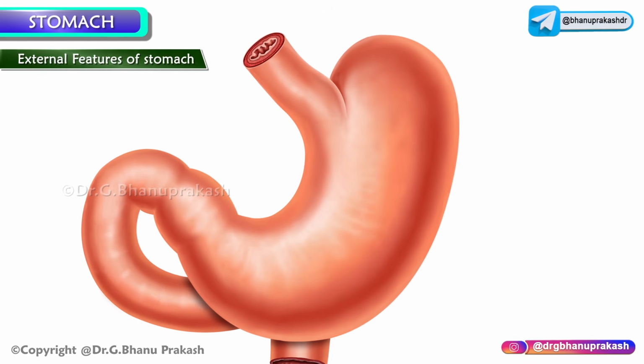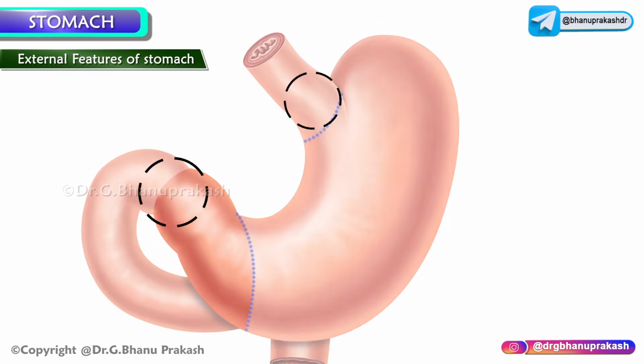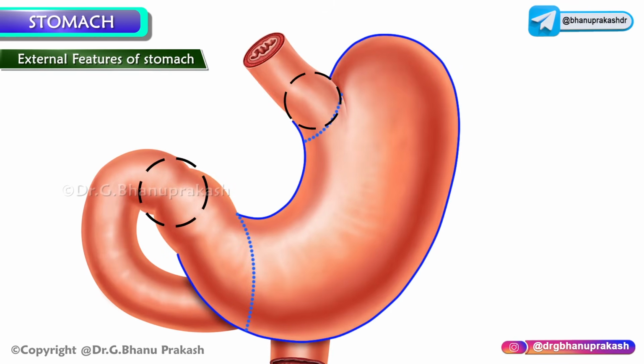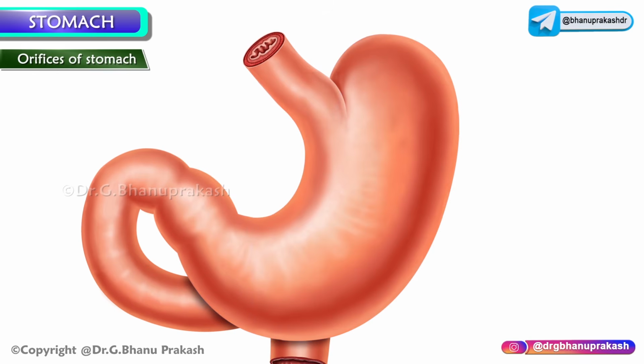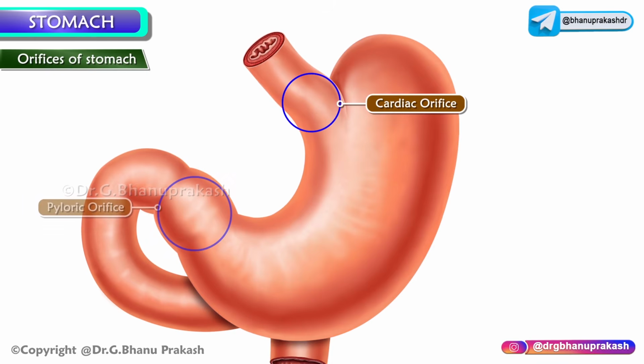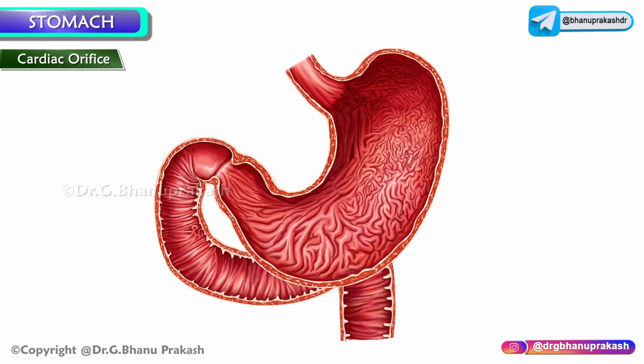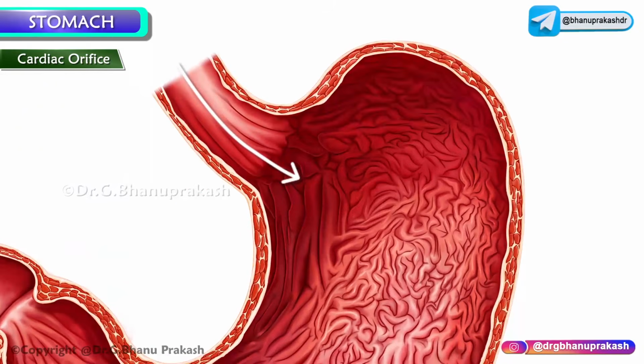So what are the external features? As you can see in this picture, stomach has 2 orifices, 2 parts and 2 curvatures. So what are the orifices of the stomach? It has the cardiac orifice and next is the pyloric orifice. The cardiac orifice is the superior opening or also called the inlet of the stomach, and which is joined by the lower end of the esophagus.